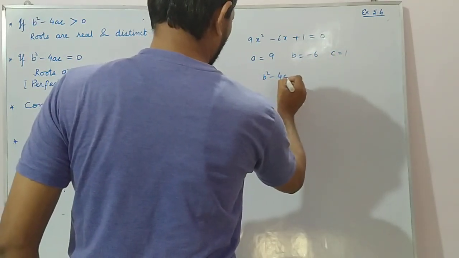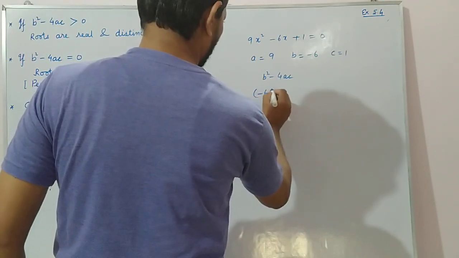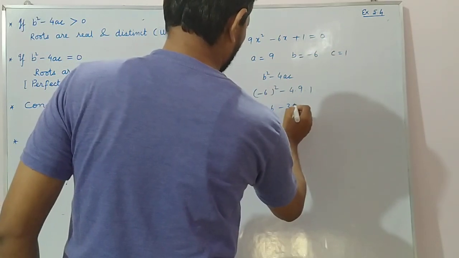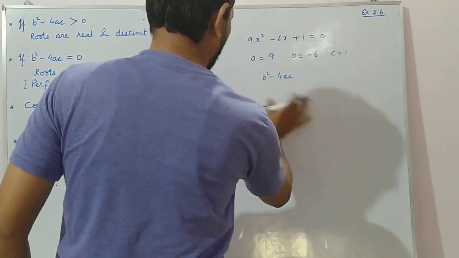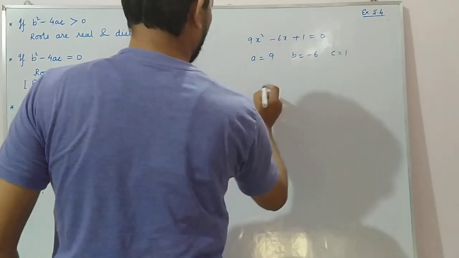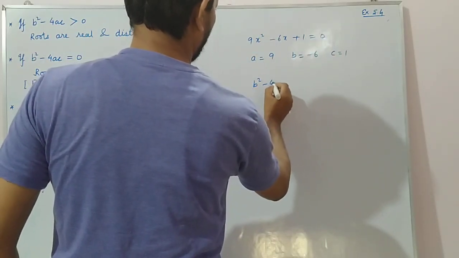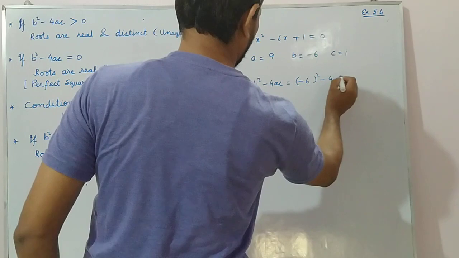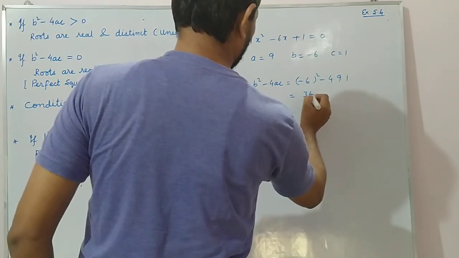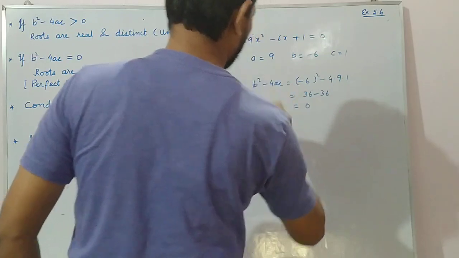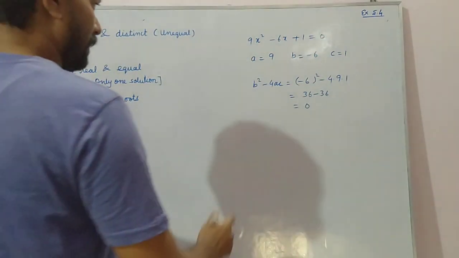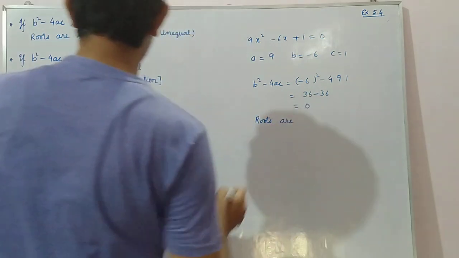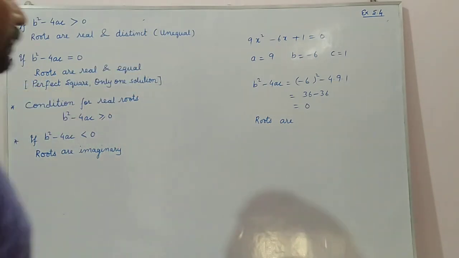So b square minus 4ac. B square is minus 6, the whole square, minus 4 into 9 into 1. So this is 36 minus 36 equal to 0. Hence, the roots are real and equal.